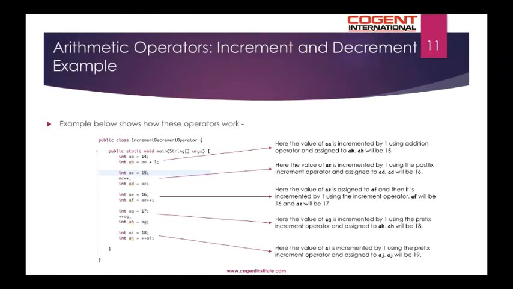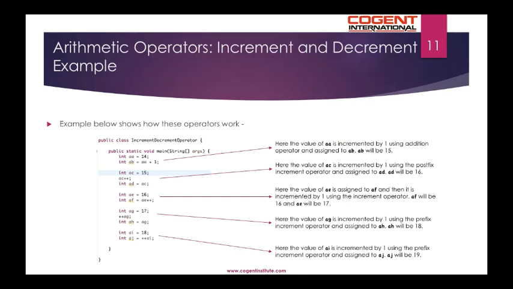Here's a program which illustrates the use of increment operators in both the postfix and the prefix form. So we have variable AA of type int, which is assigned a value of 14, and we perform the normal arithmetic operation of addition, which is AA plus 1, and the value is assigned to AB, which is 15. We have AC of type int, which is assigned the value of 15, and AC followed by the increment operator, and the value of AC now is assigned to AD, which is of type int. In this case, 15 is incremented to 16, and that value is assigned to AD.